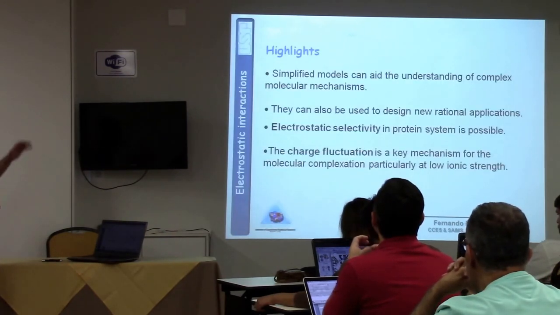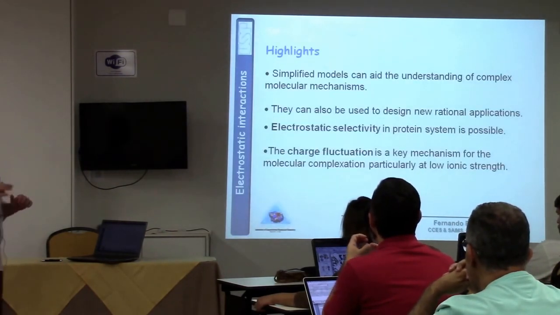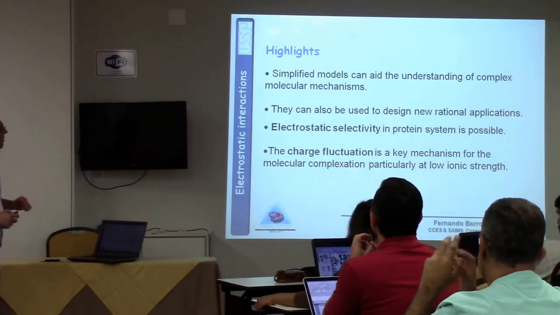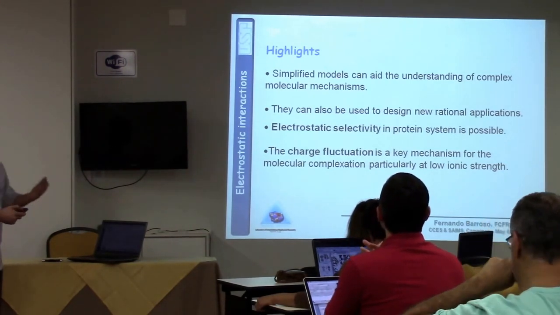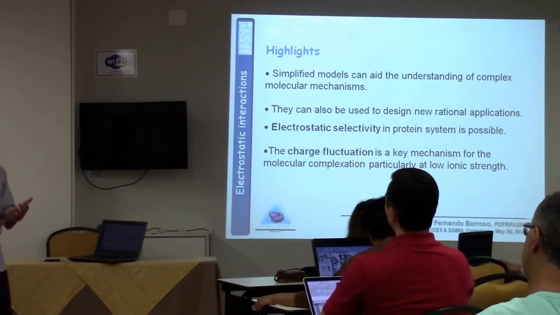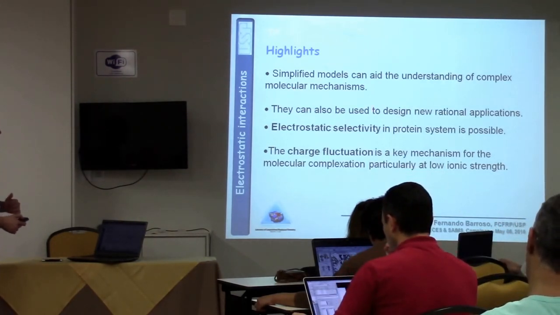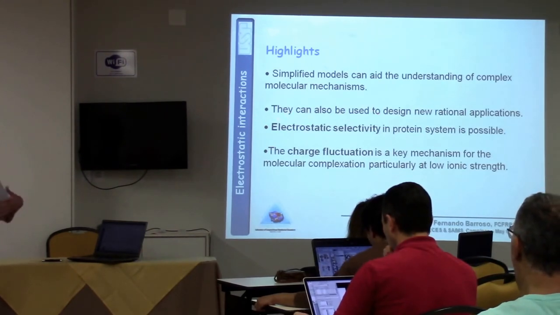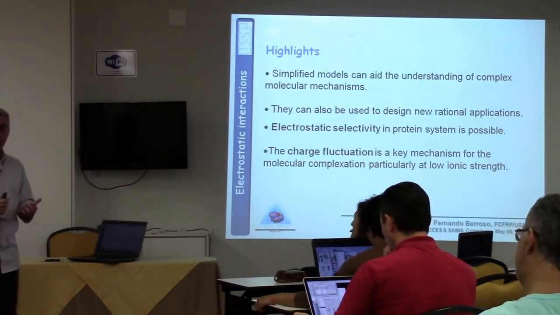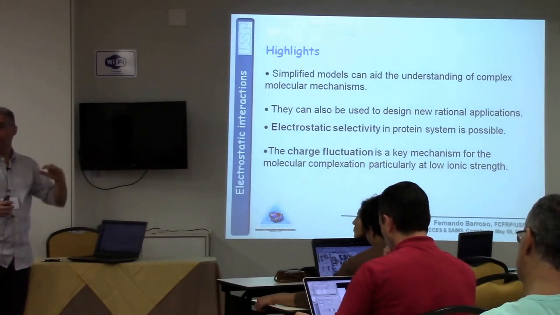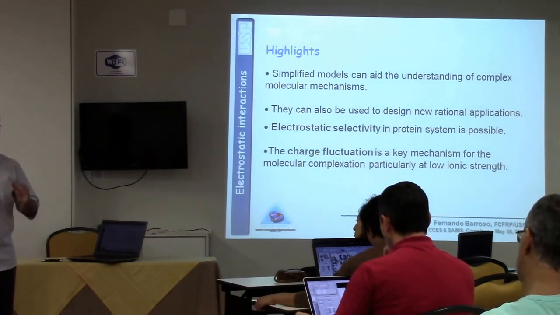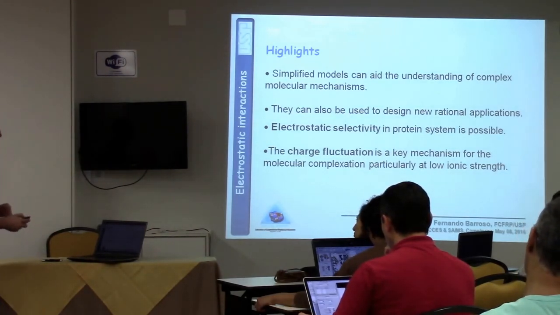I guess I can highlight now to finalize. I don't know how, but I guess my time is over. So I hope I could show you that simplified models can help you to understand even complex systems, molecular mechanisms, and so on. We can design new rational applications. I mean, if I can make a mutation, make a proper prediction, we can scan all the possibilities and indicate to the experimentalists where they should go. Electrostatic selectivity is really something possible.